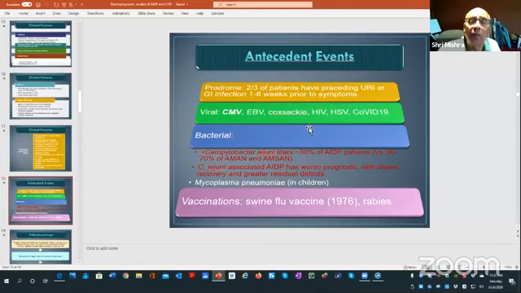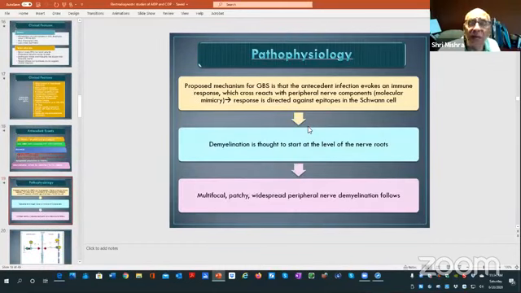Sometimes your patients have prodromes, some flu-like symptoms, URI, and then sometimes CMV, EBV, Coxsackie, etc. And there are a lot of other bacterial illnesses which you can have, like Campylobacter jejuni, particularly the axonal form, and Mycoplasma pneumoniae in children. Vaccination, question mark. It was described in 1976, but hasn't been proven. Rabies is another one. Pathophysiology of Guillain-Barré, which I'll describe, is how the demyelination takes place.